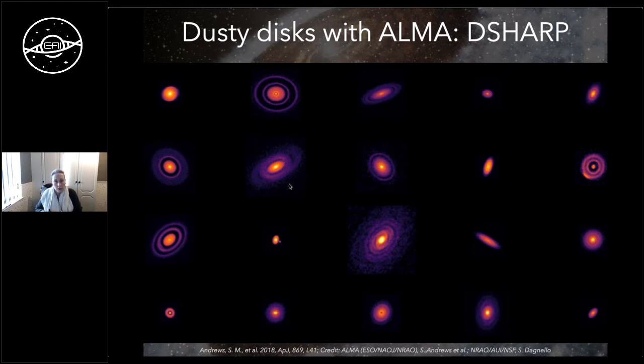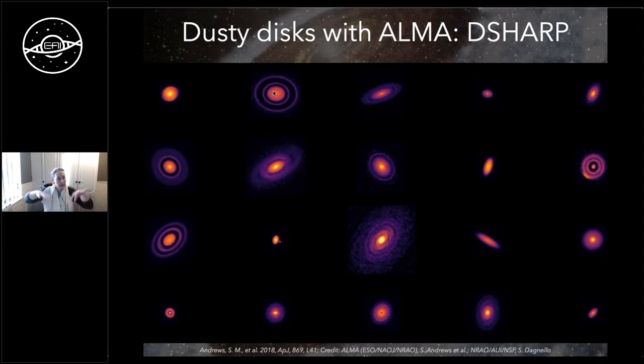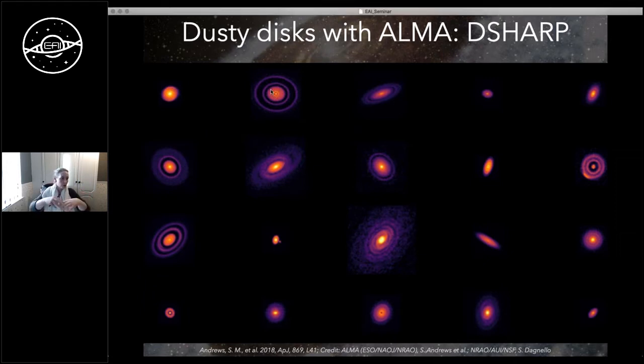And I suppose the explanation is that if we take, I think this is AS 209 up here, in this object, you have some mechanism that has created gas pressure maxima. That could be a planet, but there are other mechanisms as well, such as hydrodynamic instabilities. So they have created gas pressure bumps that have trapped the dust that's been trying to drift inwards through the radial drift phenomenon that I showed you about. And then the dust is getting trapped in those pressure maxima, so can no longer drift inwards. And because of the trapping of the dust, you get this very defined thermal emission.